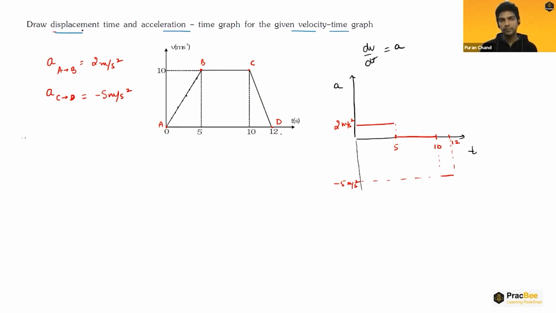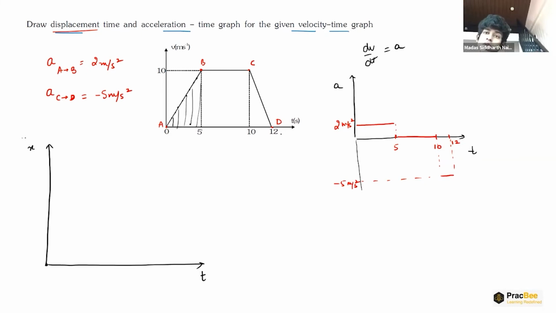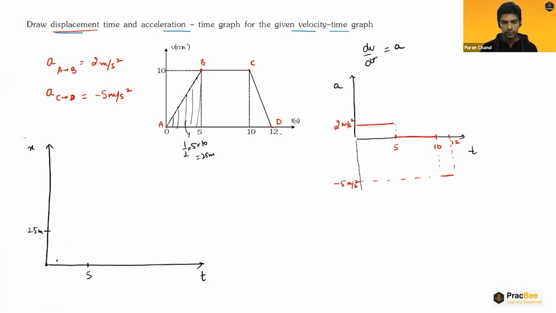Now let us draw your displacement time graph. So this is your position and this is your time from A to B. So what is the displacement? That will be area under the curve, right? So from 0 to 5, the area will be what? It will be half into base into height, right? 25 meter. So let us say this particular mark is 25 meter, right? And this time is 5. So the graph will be something like this. It will accelerate, parabolic graph, right? So from 0 to 5, this is the graph of position time, right?